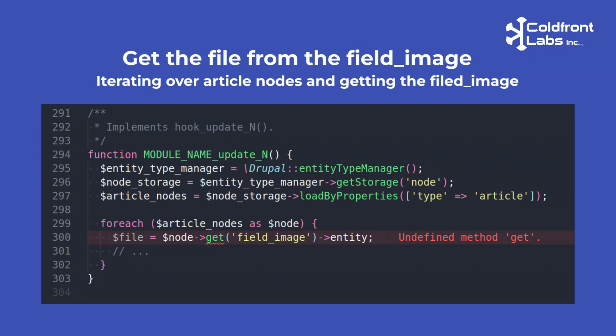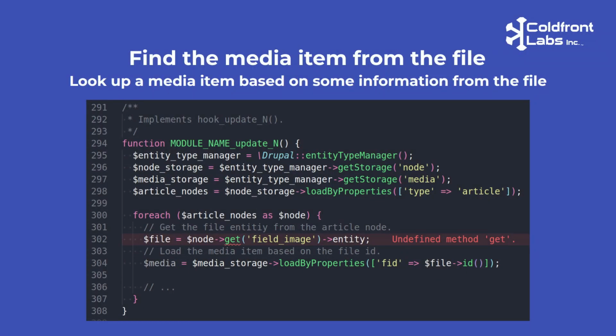So the first step here is we get the file from the node. So here we have a field image, which is referencing a file. It's not a media item. And then we can get the entity, so the image or the file, using the entity. And then one other thing is you can also see we do the load by properties, where we get the type article for the content type.